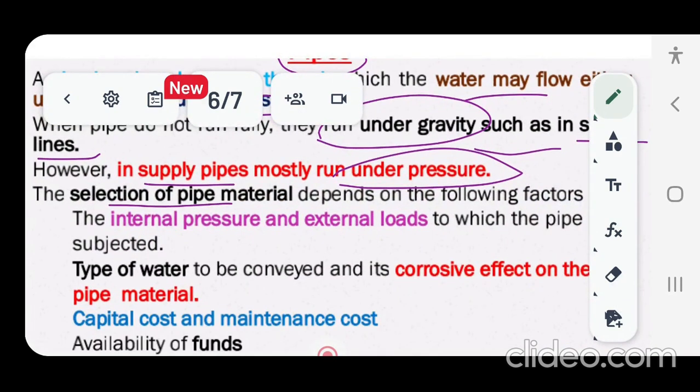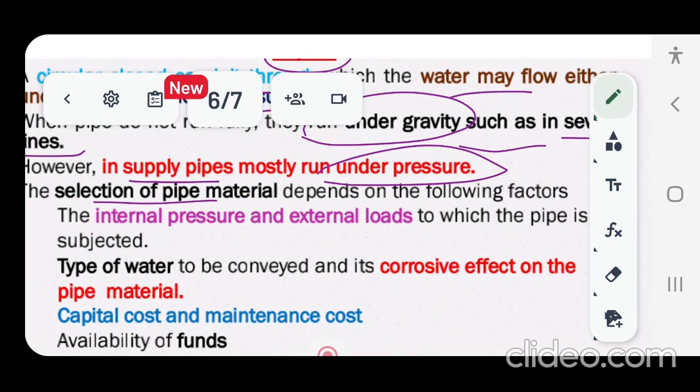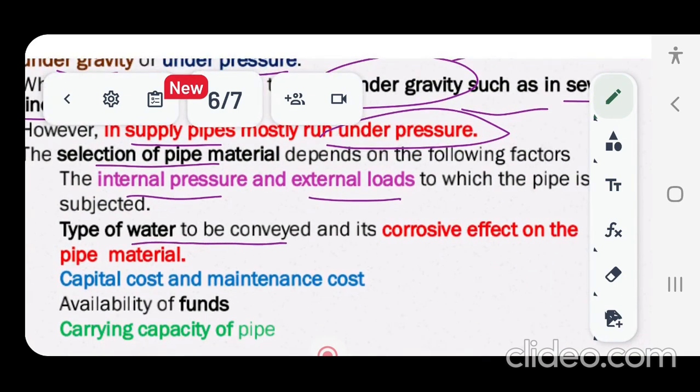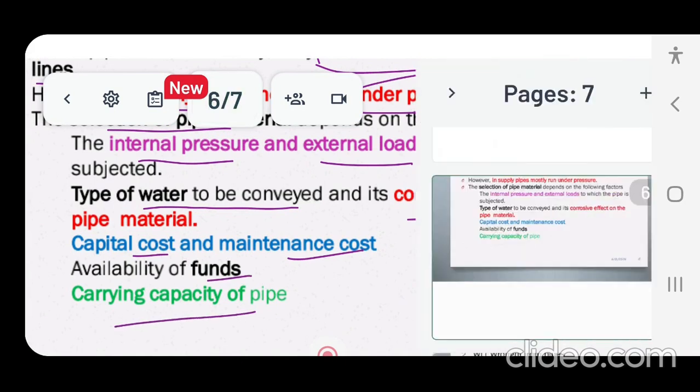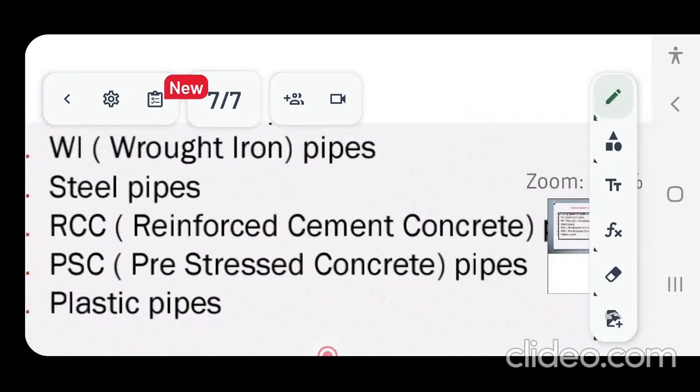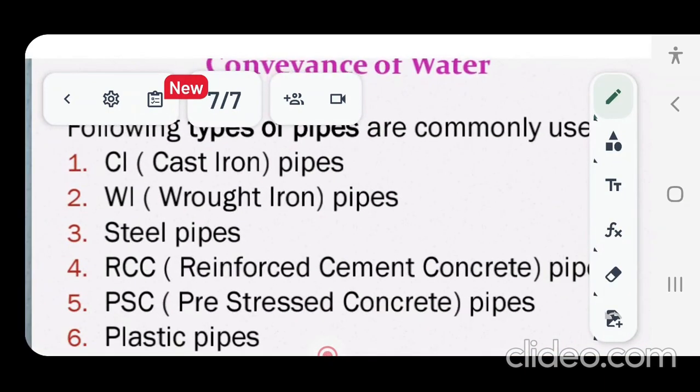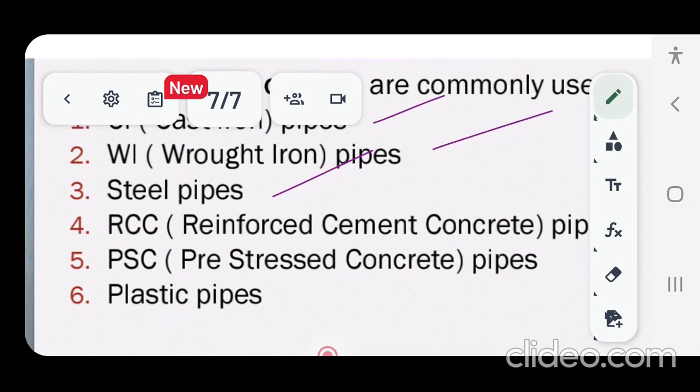The selection of that pipe material depends upon several factors, especially the internal pressure, the external loads, and then the type of water that is carried by the pipelines, which leads to the corrosion, and the capital cost, maintenance cost, availability of funds, and the carrying capacity of the pipe. And when saying pipes, there are different types of pipes which are actually in common use, which are listed in the slide, like cast iron pipe, wrought iron pipe, steel pipe, RCC pipe, PSC pipe, and plastic pipe.